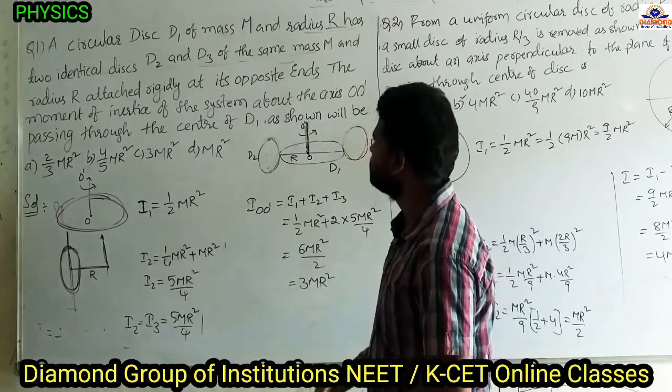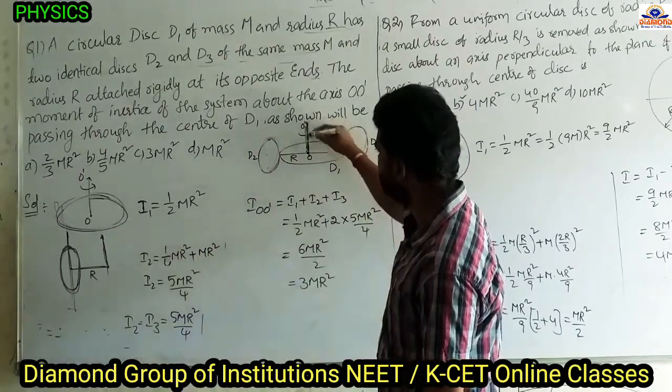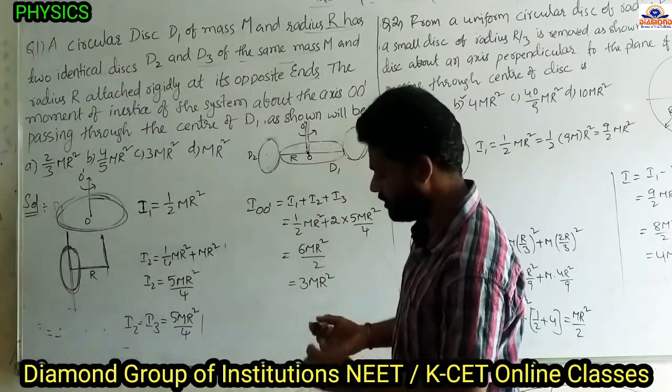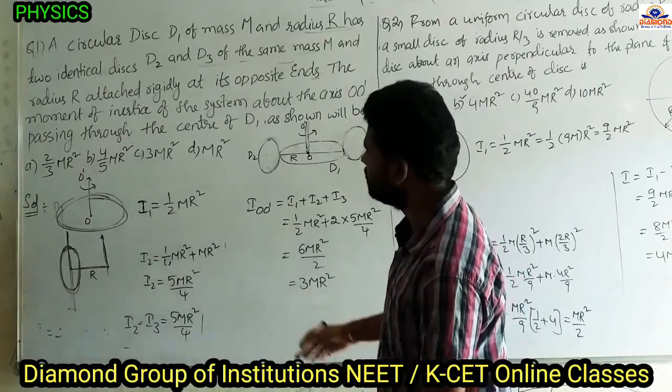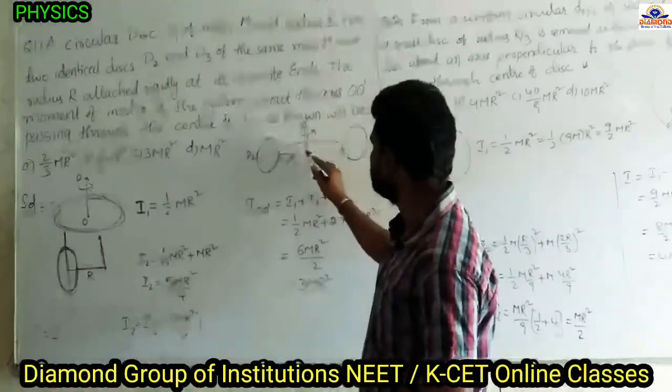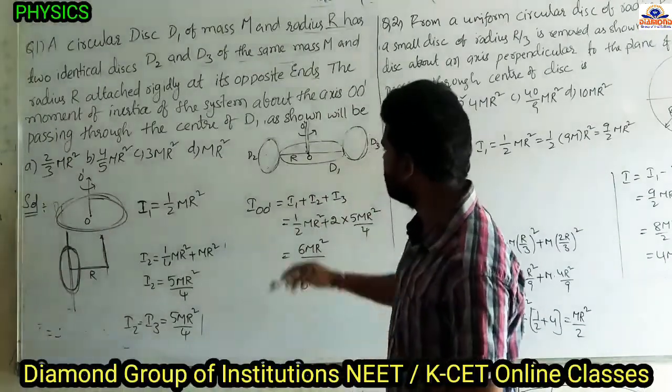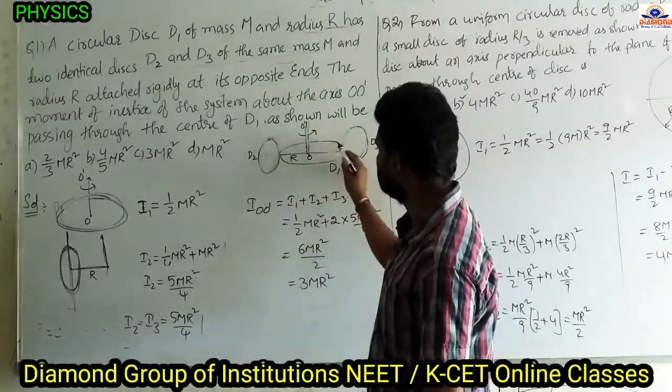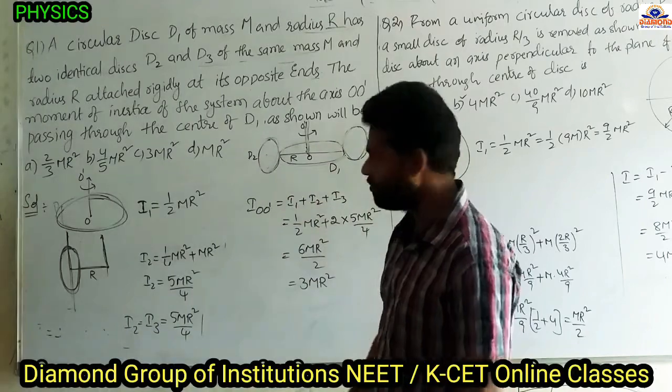The moment of inertia of the system about the axis O dash, about this axis we have to find the moment of inertia. This axis passes through the center of D1, as shown, and is perpendicular to the plane of the disc D1.